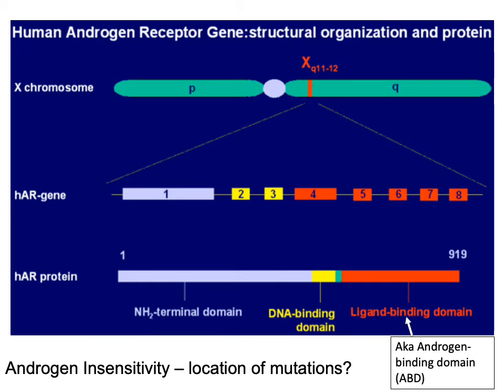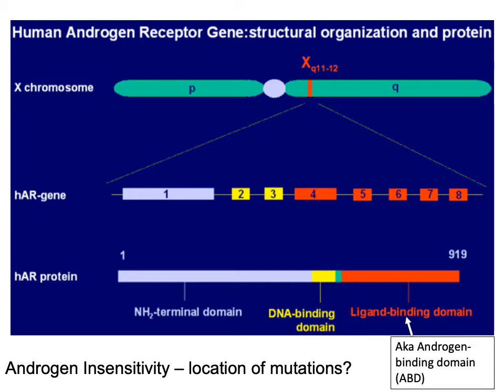Okay, so this image shows us how the human AR gene has 8 exons, and below the exons, which are in the middle, it shows you the 4 domains of the protein. And these are color-coded, which is kind of nice. So you can see the numbers 1 to 919. That just indicates how many amino acids are in the protein.